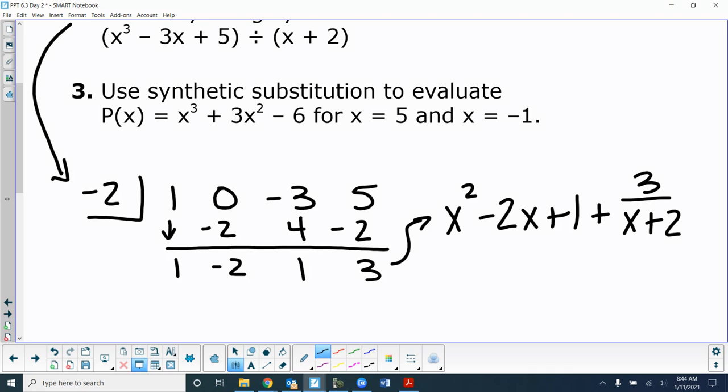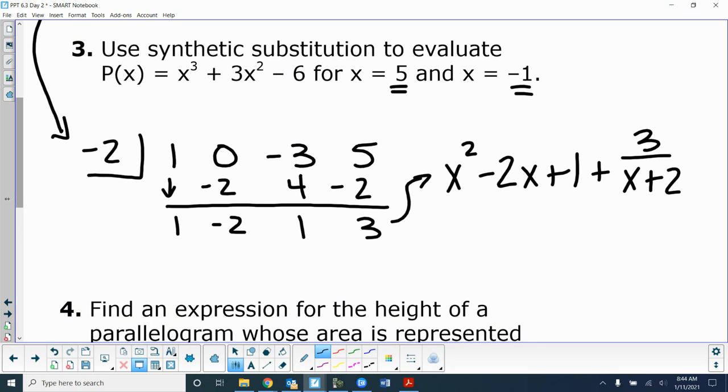Okay? Synthetic substitution is when they tell me what number to put in the corner. We don't do the opposite there. We just make it a 5 and a -1. And all we're looking for is the remainder number. Okay? You don't have to write this all out. It'd just be like the 3. For this one, if we were doing synthetic substitution, the answer would be the 3. Okay? So I want to do, I'm going to run out of room here.